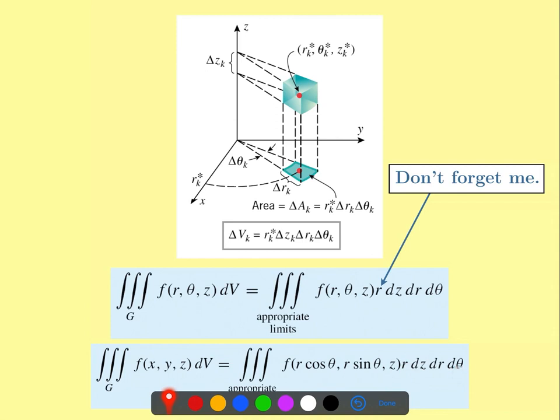Unlike the dV for rectangular coordinates, where I can order these dx, dy, dz in any order, you can do the same thing here, but I will typically just use dz, dr, d theta. So typically dz, dr, d theta does what you want.